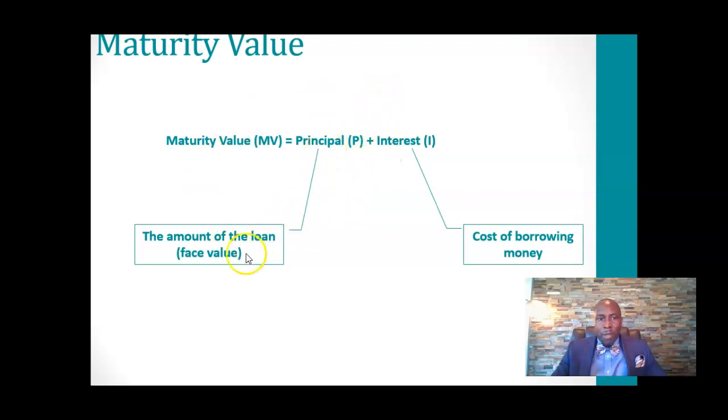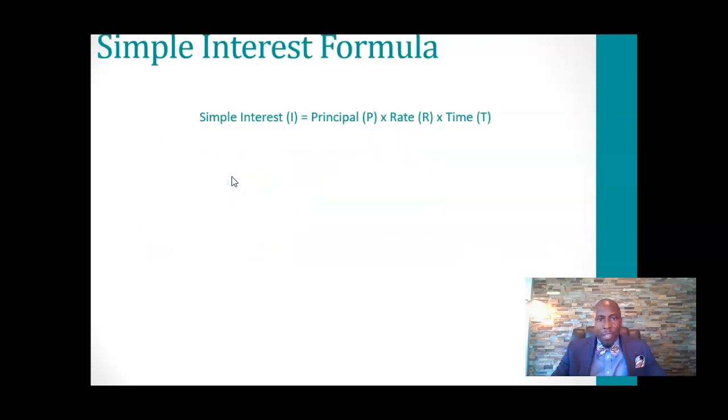So the principal will be the face value amount of the loan, and the interest is what we call the cost of borrowing money. Everything has a cost. So when you add the principal plus interest, it will give you the amount of the maturity value.